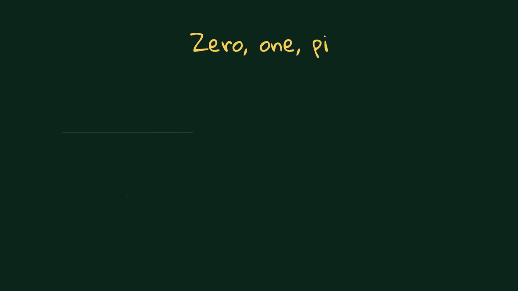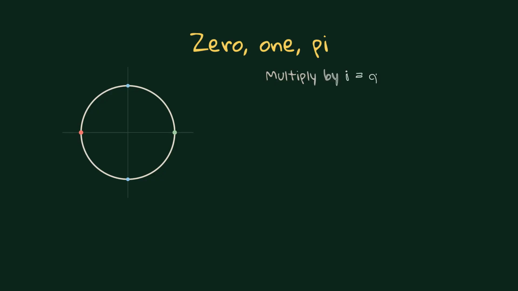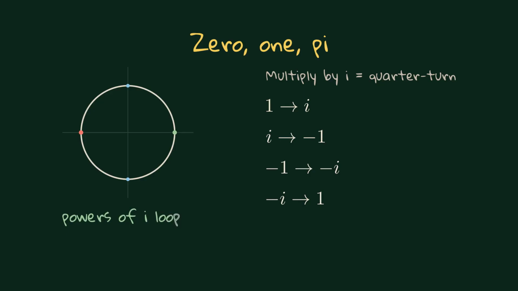Now i. i is the square root of -1. That means i squared equals -1, but it helps to see i as a turn. Multiply by i once, and you turn 90 degrees. Do it again, and you turn to -1. Do it again, and you turn to -i. Do it again, and you are back at 1.